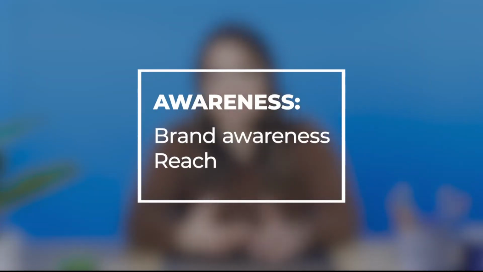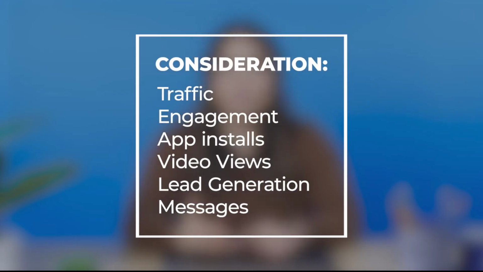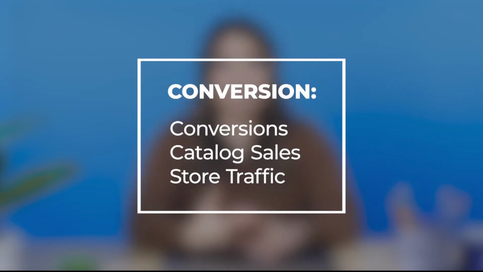Here are each of the objectives broken out into their respective groups. So under the awareness umbrella, we would have brand awareness and reach. For consideration, we would have traffic, engagement, app installs, video views, lead generation, and messages. And finally, for the conversion umbrella, we would have conversions, catalog sales, and store traffic.